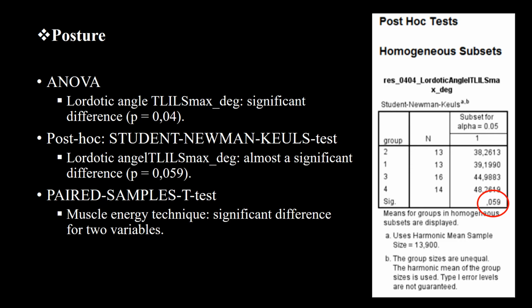P-value equals 0.059. But it was determined that the number of usable samples for group is still slightly lower than the number of participants. The paired sample t-test showed that there is no significant difference for Nelson manipulation, mobilization, and the sham technique. But there is a significant difference for the 2 variables of the muscle energy group.